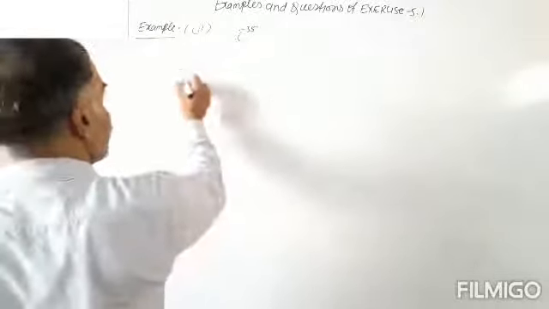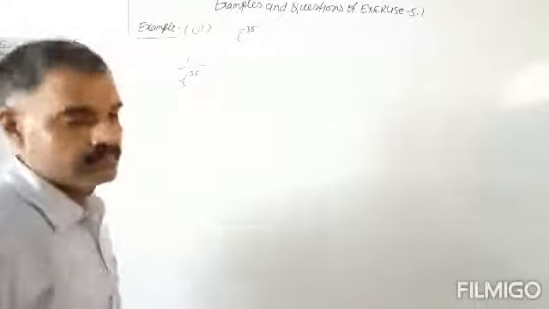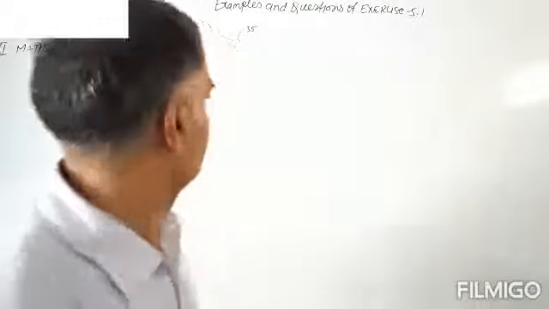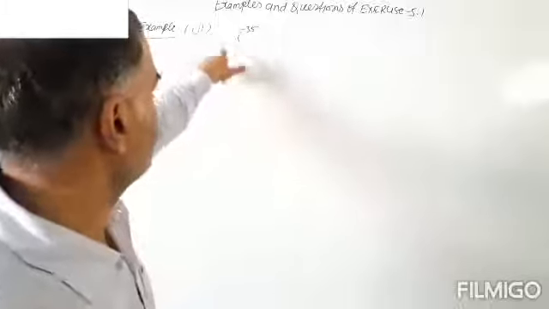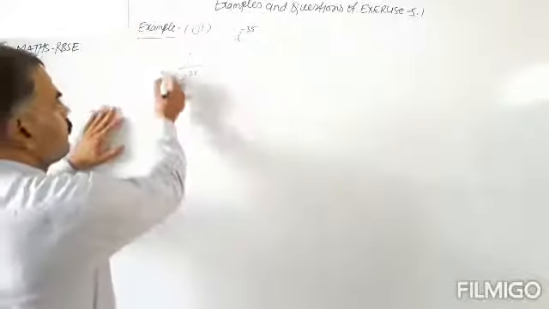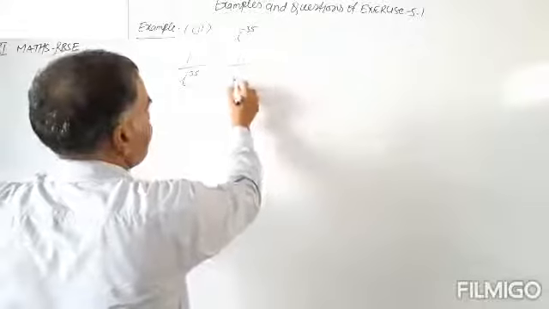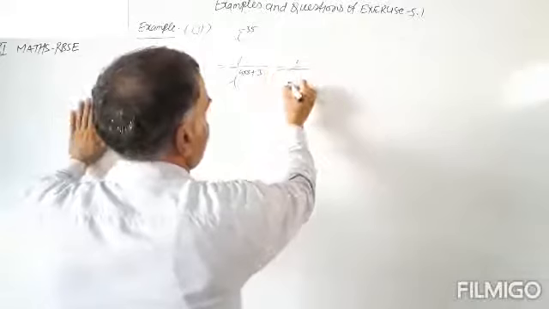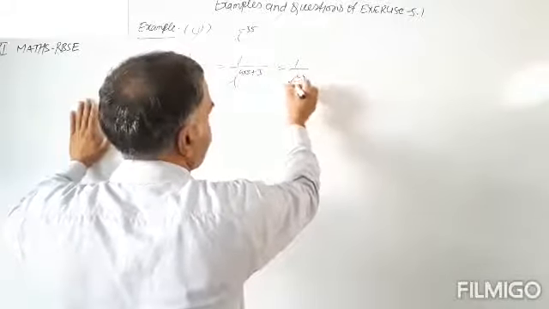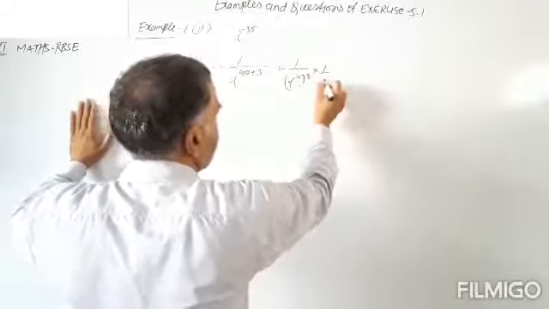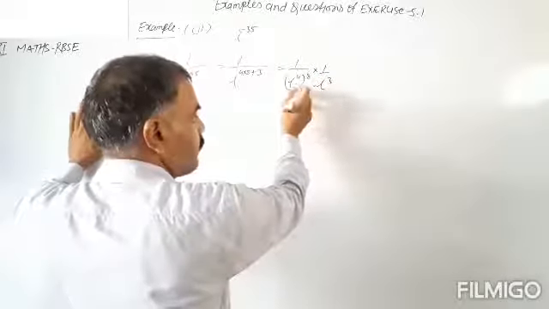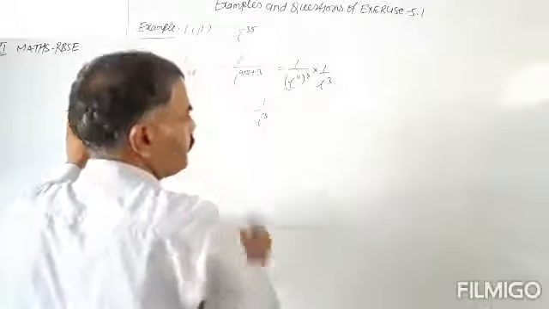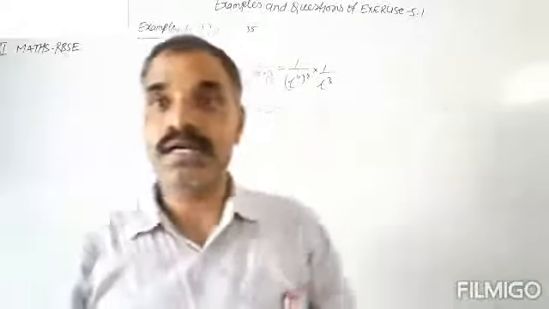So 1 upon iota to the power 35. The power is negative, so it becomes positive in the denominator. This can be written as 1 upon iota to the power 4 into 8 plus 3, that is 1 upon iota to the power 4 to the power 8 into 1 upon iota to the power 3. This one is 1, so it equals 1 upon iota to the power 3.